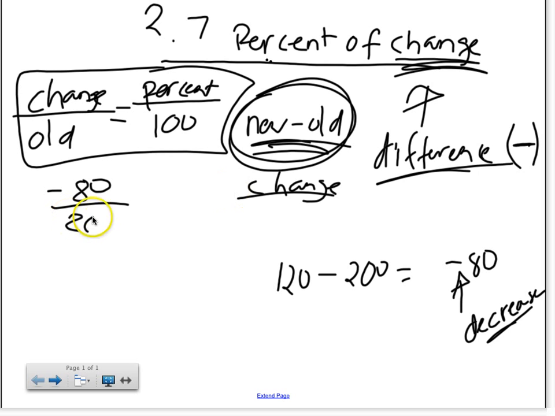200 bucks. Easy. Okay, I'm trying to find the percent, right? So do I know what the percent is yet? No. What variable do you want to represent percent? P. So I'm going to use P for percent over 100.